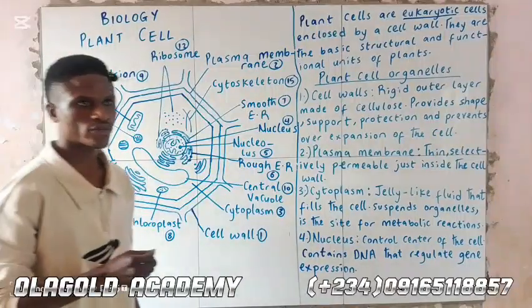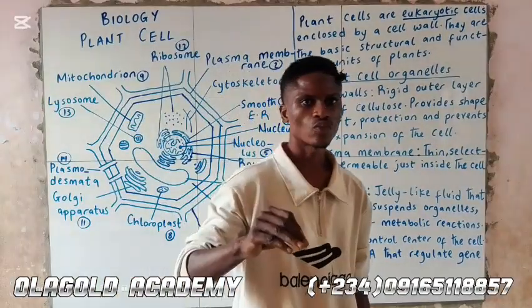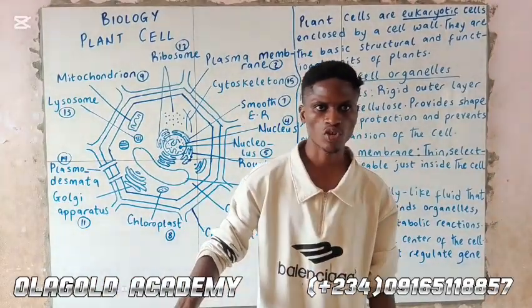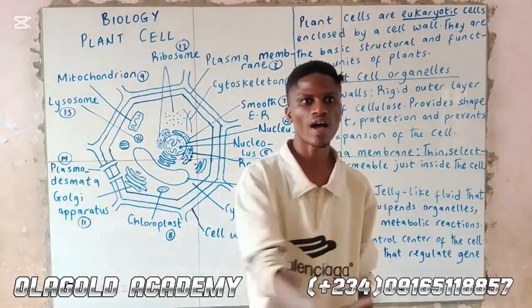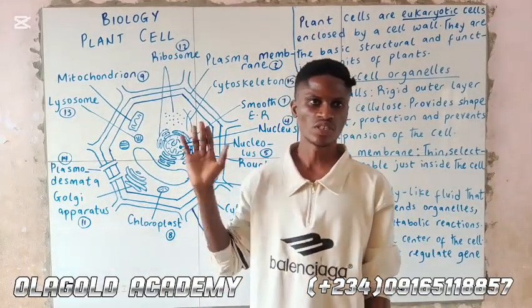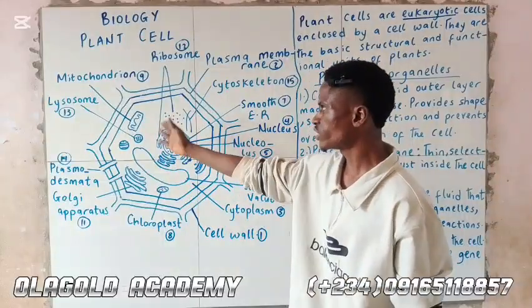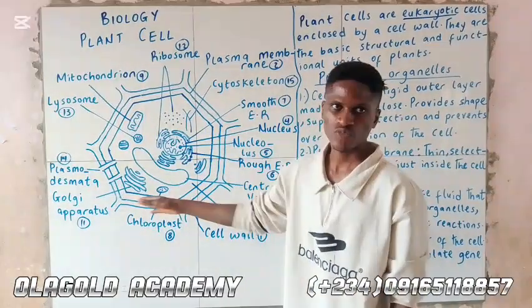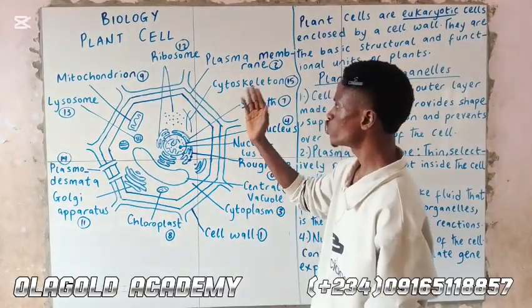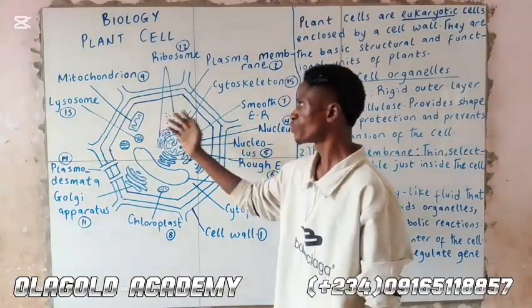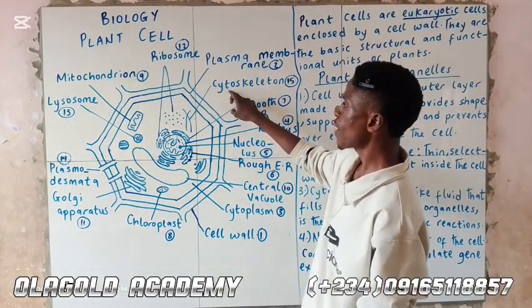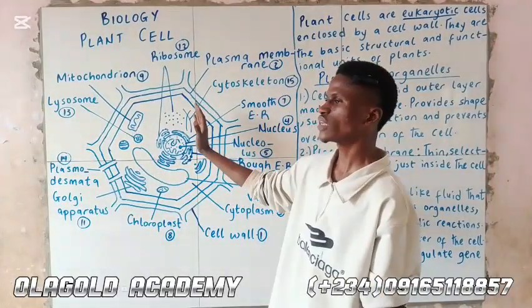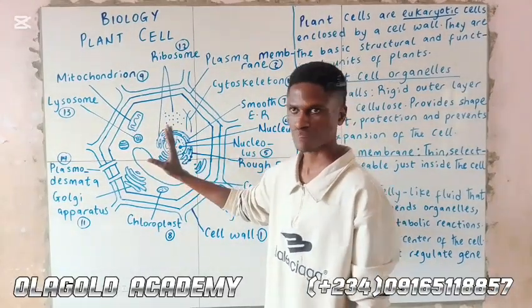Just like you have maybe a leaf floating on water, it floats over and over and over. But in the case of the cell here, it is another case entirely. Though the organelles float, this cytoskeleton helps the organelles to maintain their fixed position.